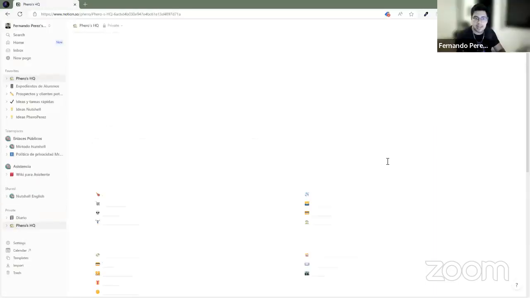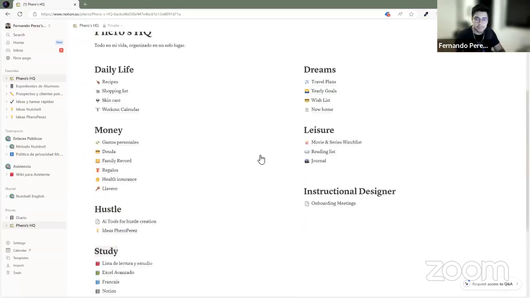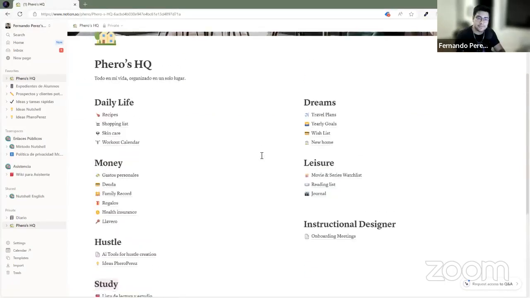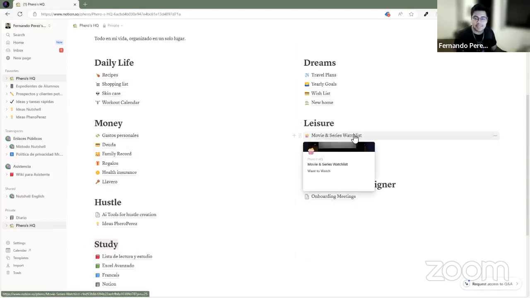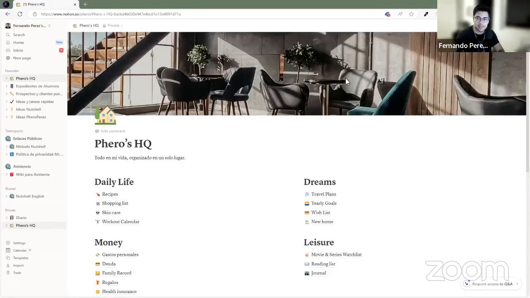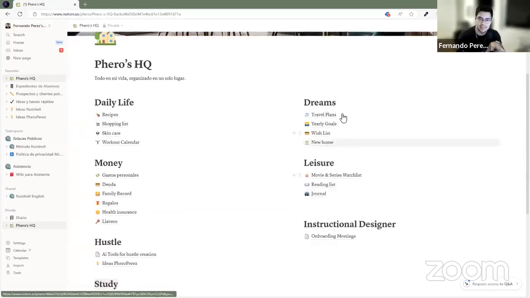So let me show you my Notion over here. Over here, I organize a lot of stuff. I have some recipes, and I have my shopping list, and my skincare, and my working calendar, and I technically have a lot of stuff here. My stuff where I study. Ooh, watch list. Every time I have a new series I want to see or a new movie I need to see, I cannot memorize everything. So technically, I use Notion to eliminate that from my memory and put it in a physical place. So literally, this is all my brain in one single page, you know?